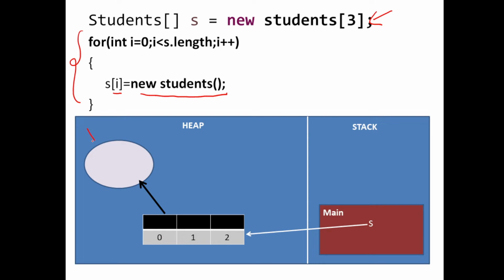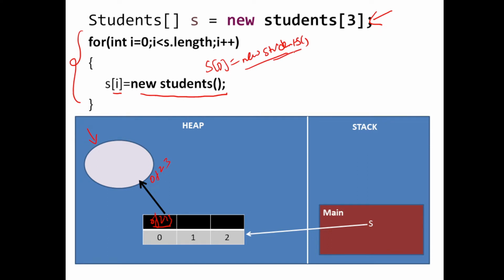memory will be allocated to hold the students data, and the reference, let's say 0, f, 2, 3, something like that, will be stored here. So this is an array of references. So memory will be allocated for the first student. S of 0 is equal to new student. Whenever you use new, what will happen? Allocation will happen, and new students.